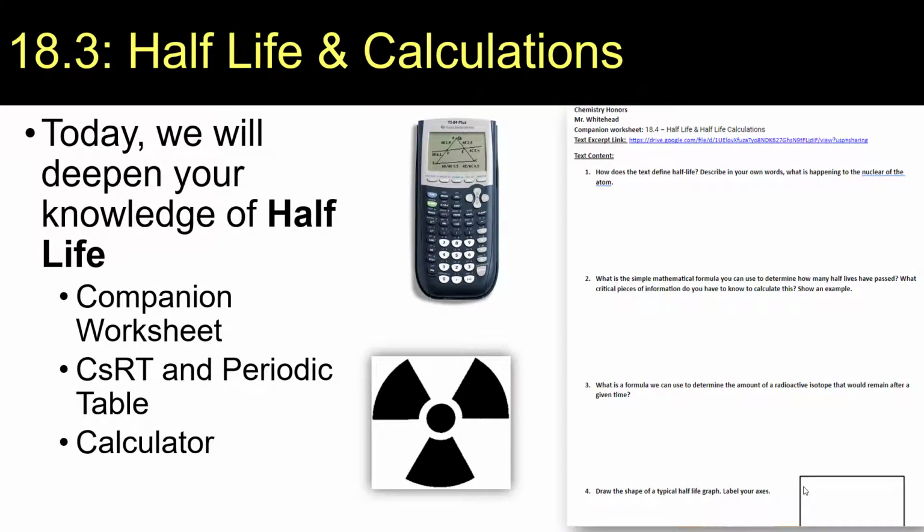So if you haven't already done so, please make sure you have downloaded and printed your companion worksheet. Have your New York State chemistry reference tables handy and a periodic table out. And of course, have your calculator and a writing utensil at your disposal. So without any further ado, let's get started.